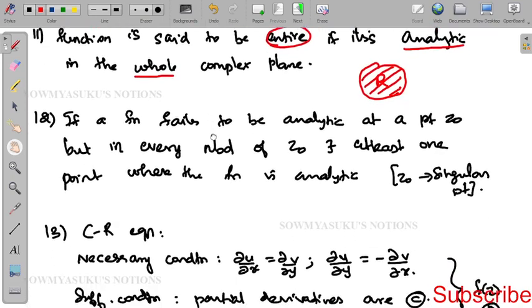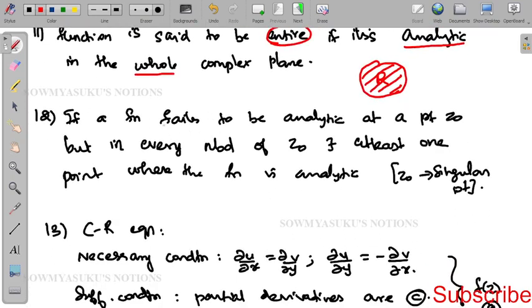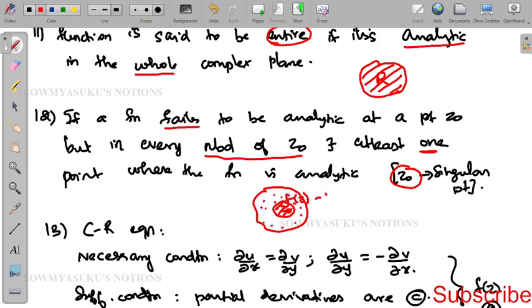Then the 12th one. If a function fails to be analytic at Z0, but in every neighborhood of Z0 at least one point is analytic, then we can say that point is said to be a singular point. So if this is a region and the point is Z0, the function fails to be analytic at this point, but in the neighborhood of that point at least one point where f(z) is analytic exists. If it is so, we can say that this particular point is said to be the singular point. So two conditions: it fails to be analytic at Z0, and in the neighborhood of Z0, at least one point is analytic.